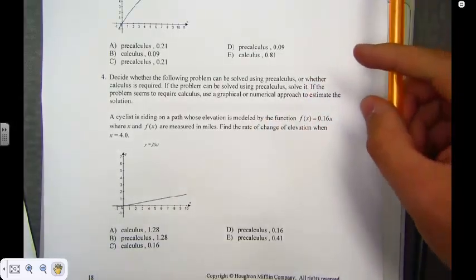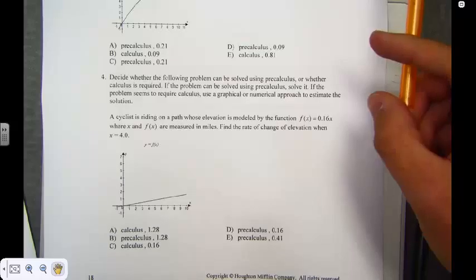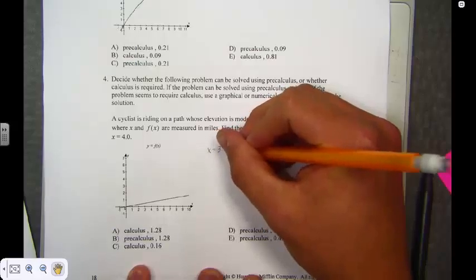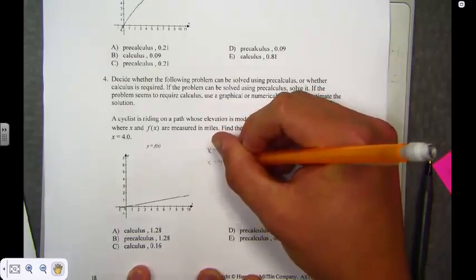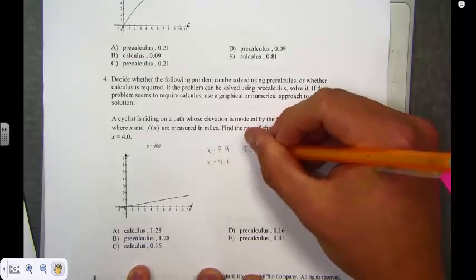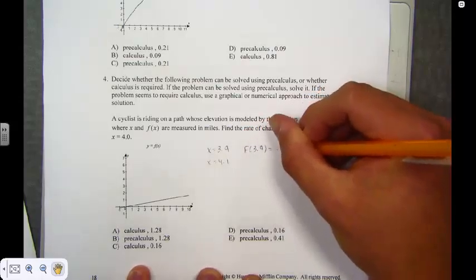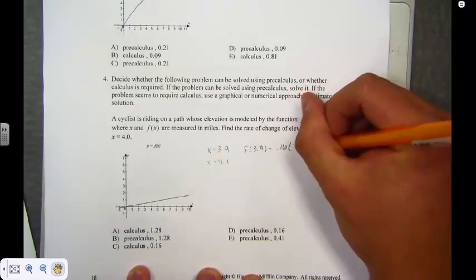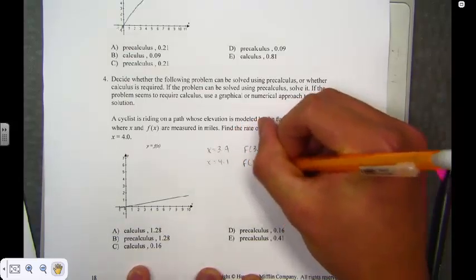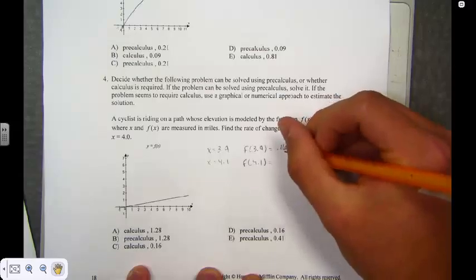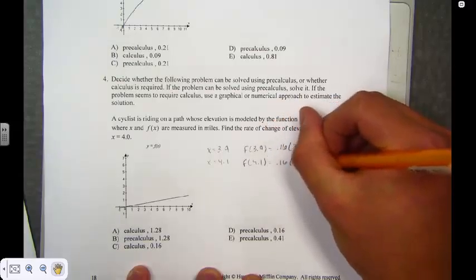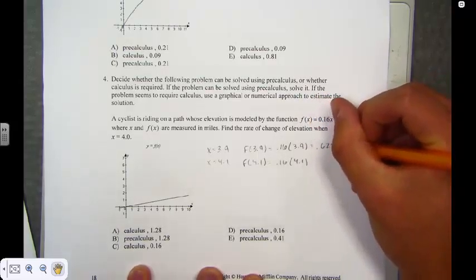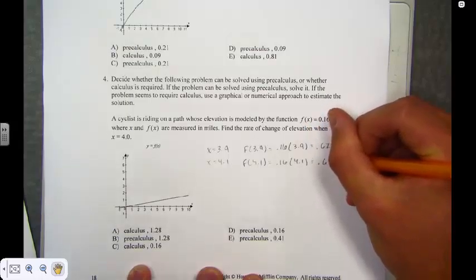Now, to find the rate of change at one point requires calculus, so we are going to use a non-calculus approach. So I'm going to use x equals 3.9 and x equals 4.1, and we are going to take those 2 points, plug them into the f of x equation, and then I'm going to find the slope, and that's going to give us an estimate. So let me write these equations real quick. We have f of 3.9 and f of 4.1. And for 0.16 times 3.9, I got 0.624, and the other one I got 0.656.